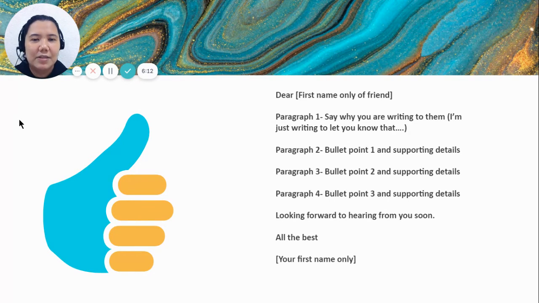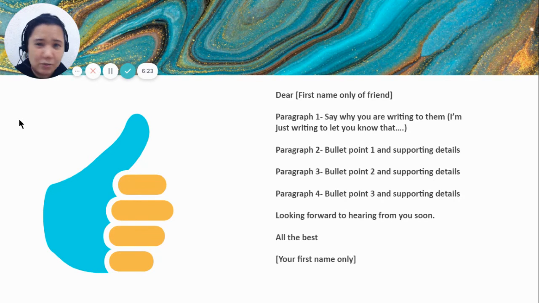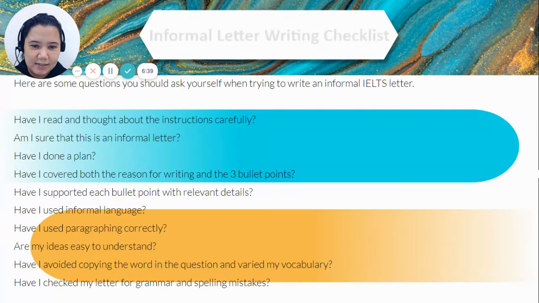Even though this is a letter for a friend and it is informal, you should remember that you have to write it in a grammatically correct way, and the spelling should also be correct. So this is, let's say, just a range of informal language that you can use in informal letters. You have to know which ones you need to write. So moving on to the checklist.